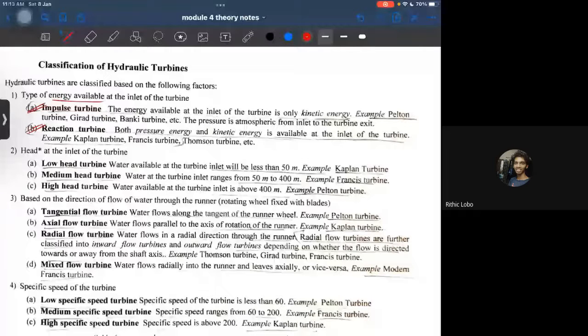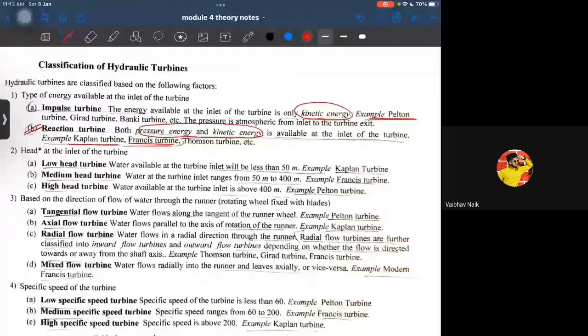Okay, I will not waste much time here. An impulse turbine is a turbine which uses the kinetic energy of the incoming water. The best example is the Pelton wheel. We have done the experiment in the FM lab as well. Next, a reaction turbine uses both pressure energy as well as kinetic energy from the incoming water. For that, the best examples are the Kaplan turbine and the Francis turbine. Even the Thomson turbine is also there. So best remember Kaplan and Francis.